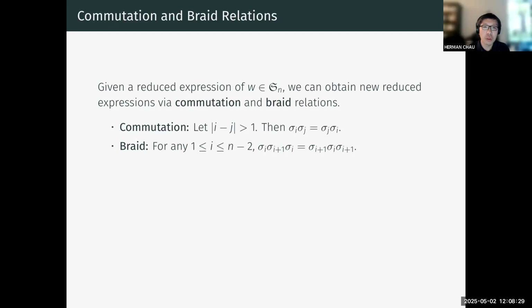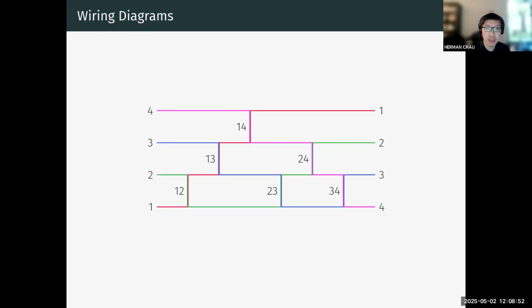Cool, so if we start with a reduced expression, we can also do some operations to obtain other reduced expressions. The two possible things we can do are called commutation and braid relations. The commutation relations are pretty simple. If we're looking at a sigma i and a sigma j, where i and j differ by more than 1, then we can just swap their order. So in the previous example, if we look at the 1, 4 and the 2, 3, those are disjoint pairs of wires, and so one could in principle swap their order, and it wouldn't really affect the reduced expression.